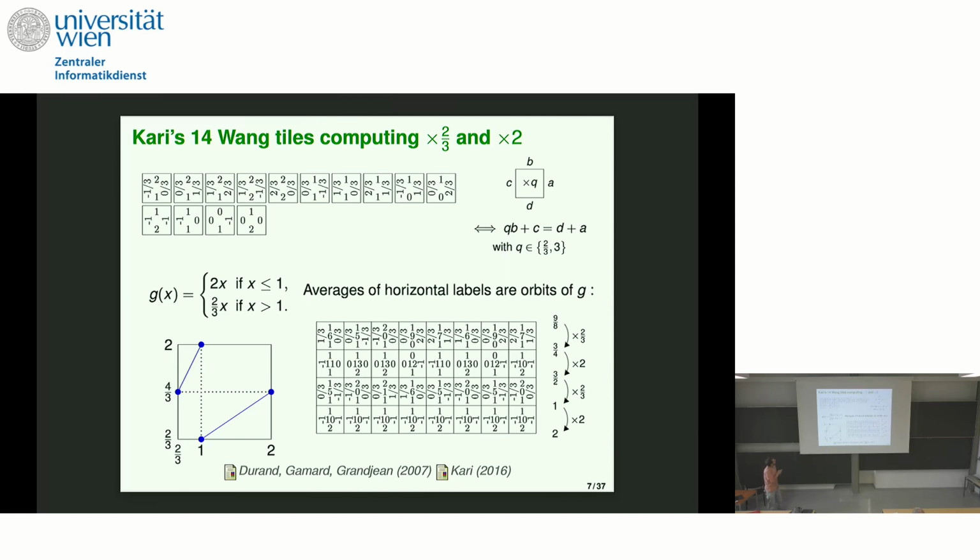Right now, we start with Kari. So these are the 14 tiles proposed by Kari. Each tile satisfies an equation like this, relating the matching rules: the sides A, B, C, D will satisfy Q times B plus C is equal to D plus A. You can see B as an input, D as an output, and C a left carry, and A a right carry to make the equation work.